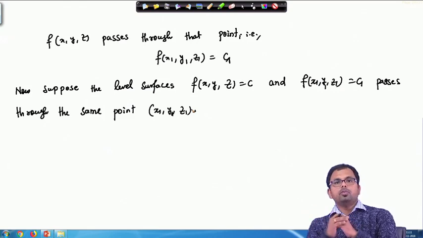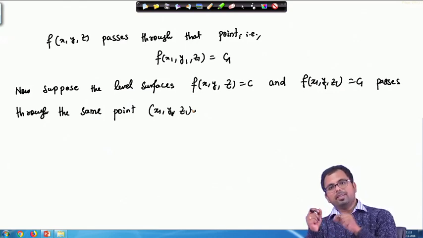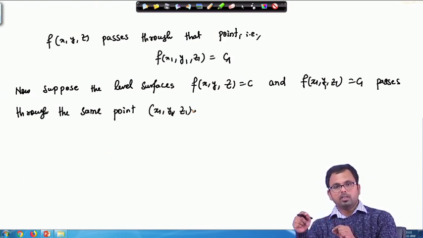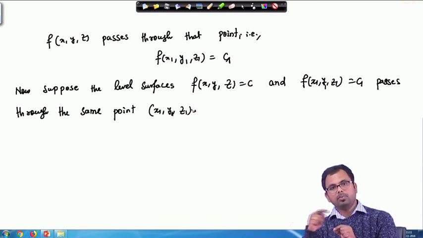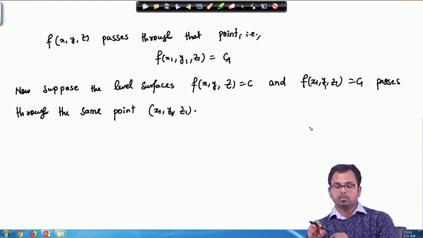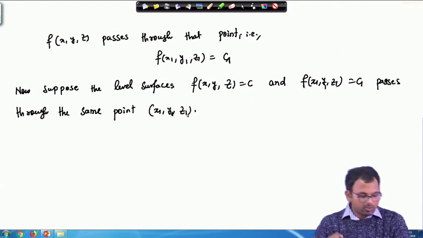Now, if we assume that both of these two level surfaces pass through the same point (x1, y1, z1), then the point (x1, y1, z1) must satisfy both the level surfaces. So, when I substitute (x1, y1, z1) in f(x, y, z) equals c, that equation will hold true, and if I substitute in f(x, y, z) equals c1, then that equation will also hold true. So, the point must satisfy these two equations. So, what will happen?